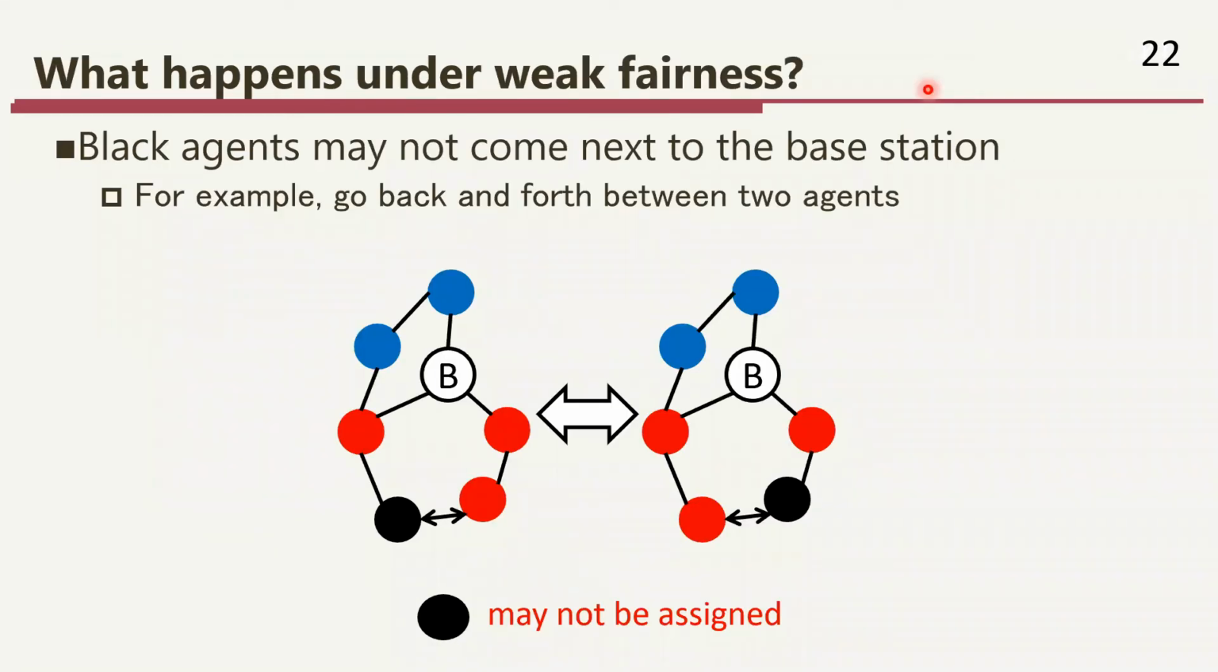Next, consider the case of weak fairness. This protocol does not work under weak fairness. This is because under weak fairness, black agents may not come next to the base station. For example, black states go back and forth between 2 agents, like this. In this case, this black state is not assigned a color.